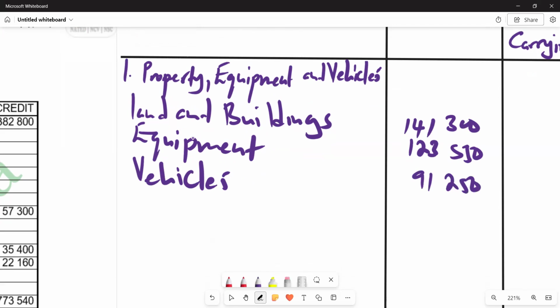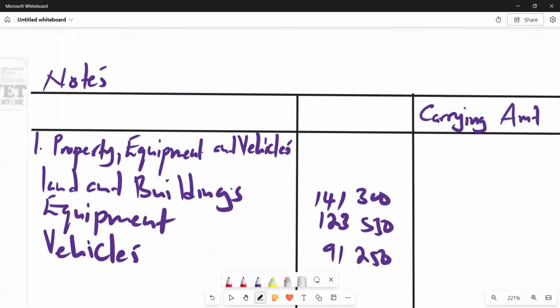Right. Remember, these are all the fixed assets that we have in the question. So we are going to add our 141,300 plus 123,550 plus 91,250. Then we get our total, which is going to represent the total for property, equipment, and vehicles, which is going to be 356,100.